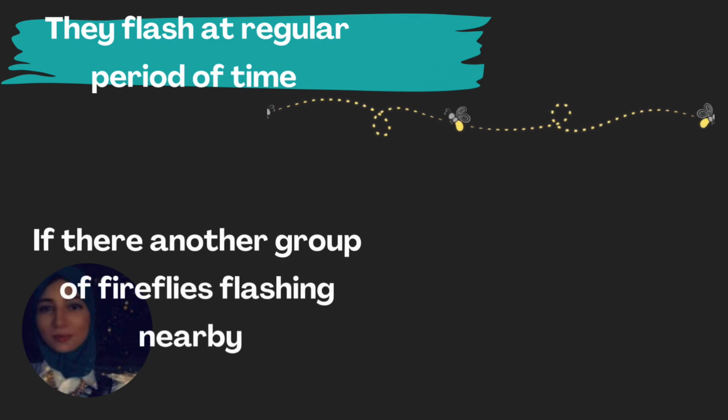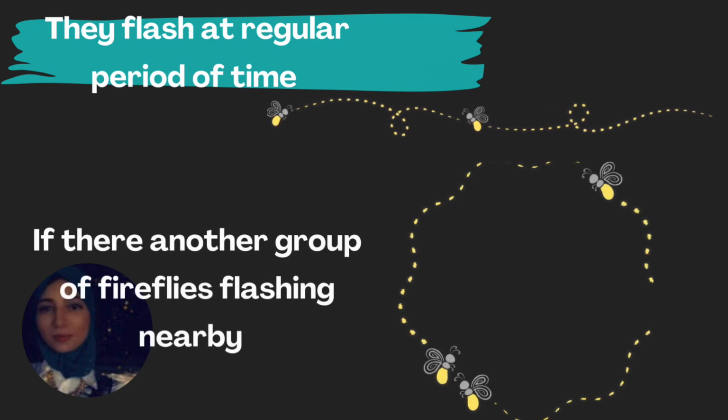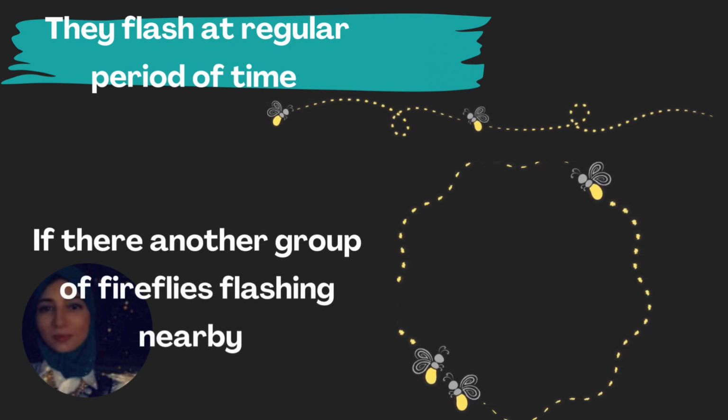I want you to know that they flash at a regular period of time. What is the meaning of this sentence? They produce their light at regular times. For example, every 30 seconds they flash once, or another pattern. This is the meaning of flashing at a regular period of time.